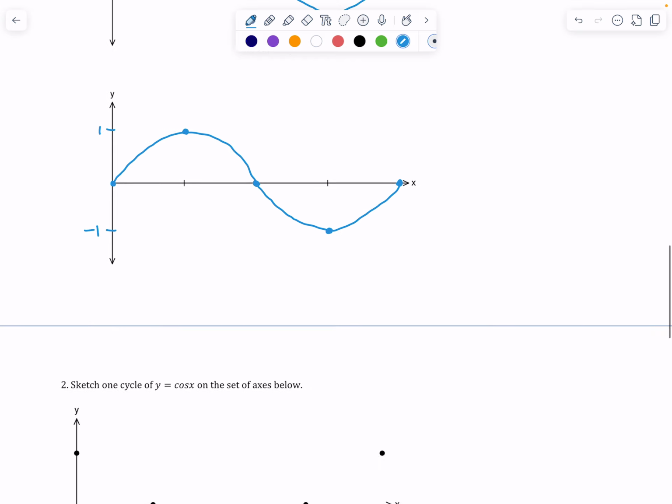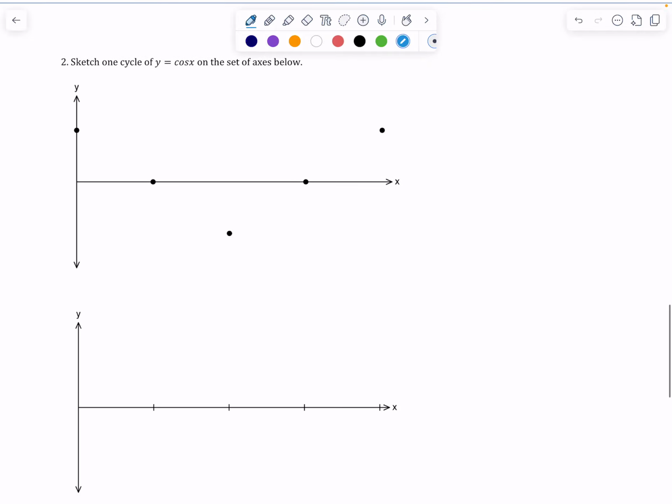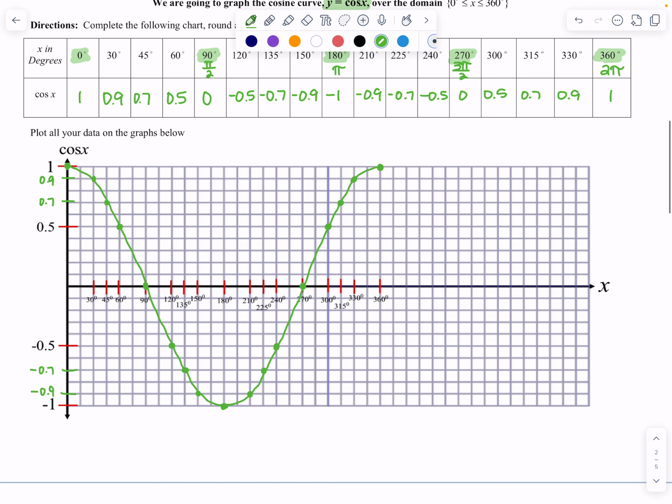So now let's do the same thing with cosine. I would like you to sketch it with the points plotted and then see if you can make your own. So cosine starts, let's go back for a second just to look again. These are our cosine quadrantal angle points. So cosine of 0 is 1. Cosine of 90 is 0. Cosine of 180 is -1. Cosine of 270 is 0. And then cosine of 360 is 1.